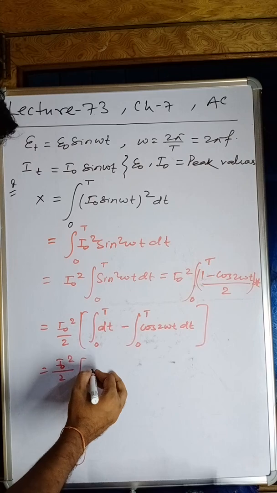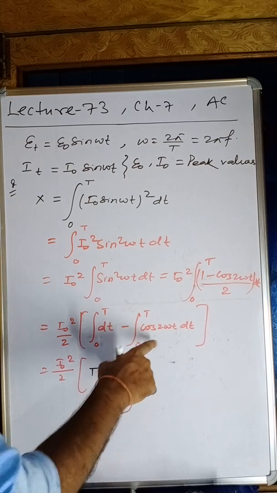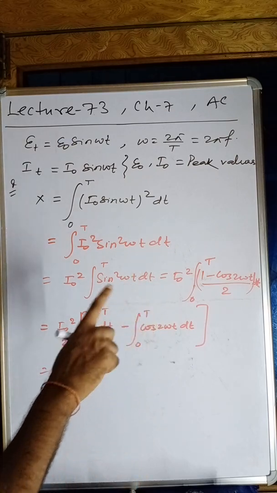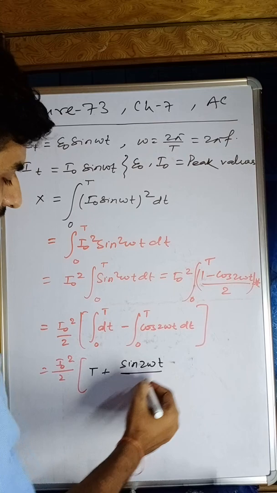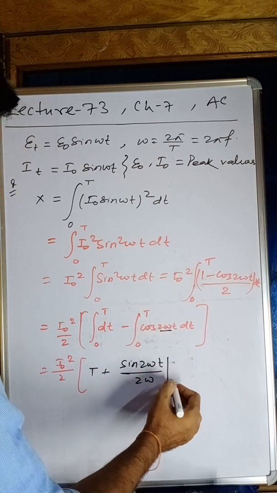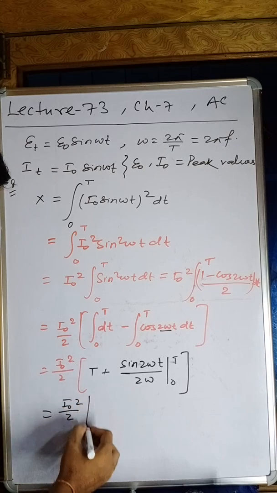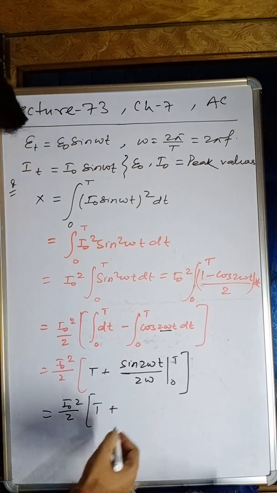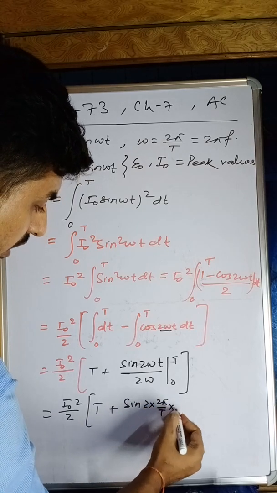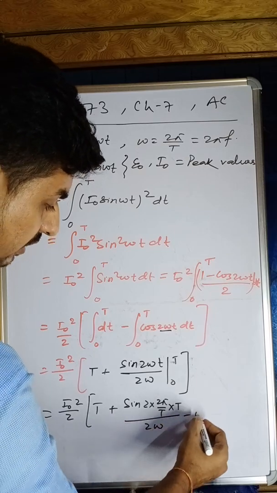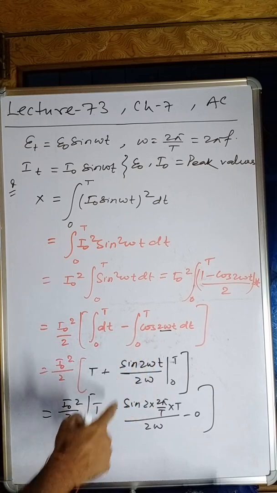The integral of dt will be T minus 0, which is T itself, minus the integral of cos 2 omega t dt. The differentiation of sine becomes cos, and the integration of cos becomes sine, so it is sine 2 omega t divided by the constant 2 omega, from 0 to T. With I naught square over 2 outside, we put the values: at T we get sine of 2 omega T, where omega is 2 pi over T, divided by 2 omega, minus the value at 0. When we put the value 0 in place of t, we get sine 0, so altogether it will be 0.